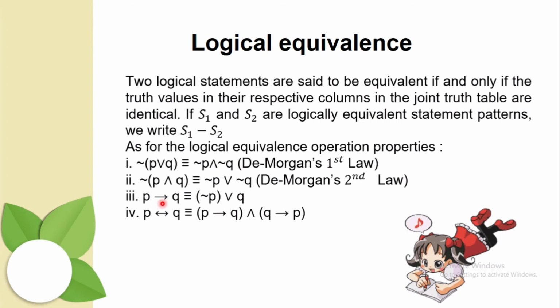3. P → Q ≡ (~P) or Q. 4. P ↔ Q ≡ (P → Q) and (Q → P).